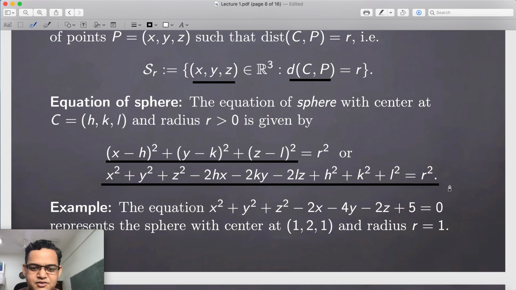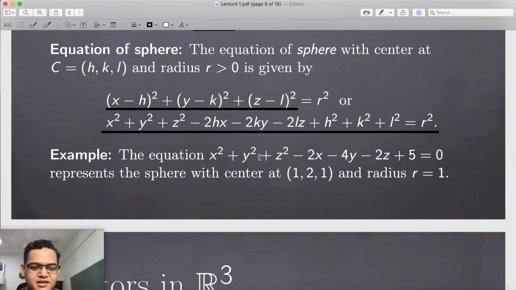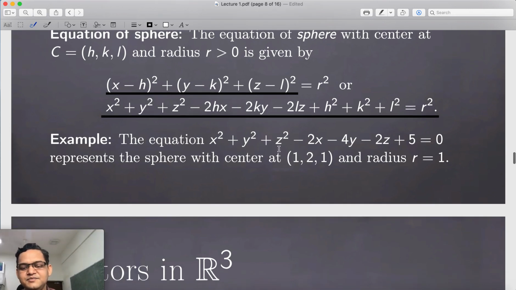Whenever you see an equation which is quadratic, because x, y and z have power 2, remember that they have the same coefficients. This is very important. So any equation in this form, with different values of h, k and l, is always going to refer to a sphere in R3. For example, if I give you this particular one: x square plus y square plus z square minus 2x minus 4y minus 2z plus 5 equal to 0.